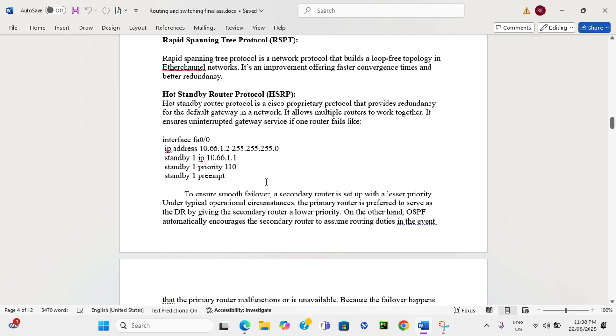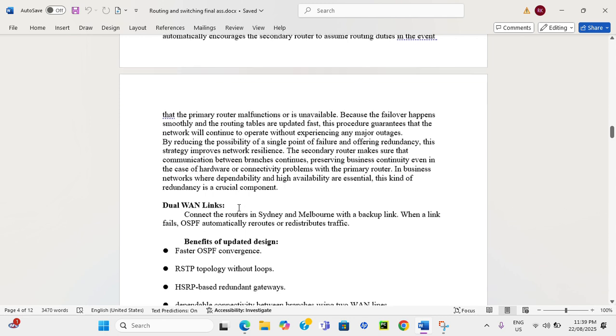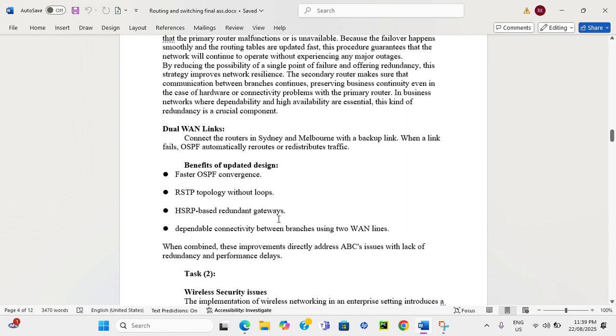Secondly, spanning tree protocol with EtherChannel, which was already implemented in assessment 2, to prevent loops and provide high availability between switches. And last but not the least, I added dual WAN link, which ensures branch connectivity even if the primary link goes down.